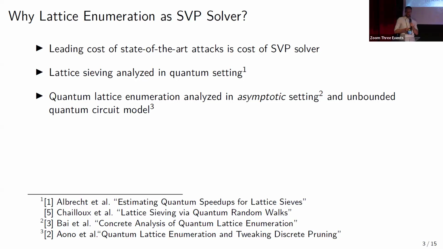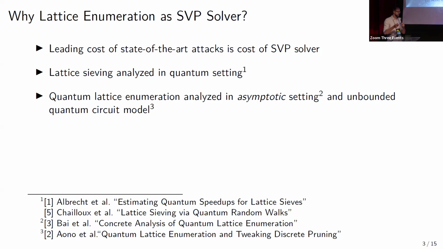Now, when we look at lattice assumptions, we also need to look at attacks. And if you look at the leading cost of the state-of-the-art attacks, it is usually the cost to implement the shortest vector problem solver. Such a solver can be implemented in multiple ways. One way is lattice sieving, which has been analyzed before. The result of this analysis was, very roughly, that one can achieve a speed up only with extremely optimistic assumptions on the quantum hardware.